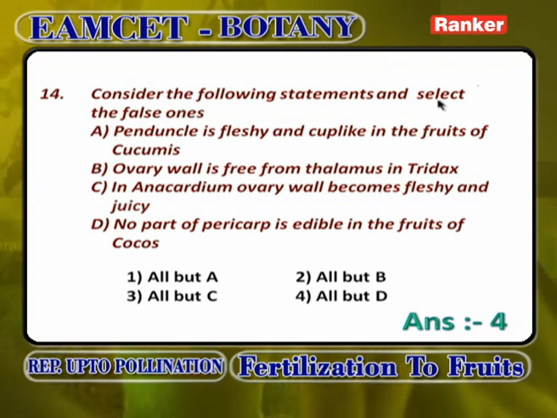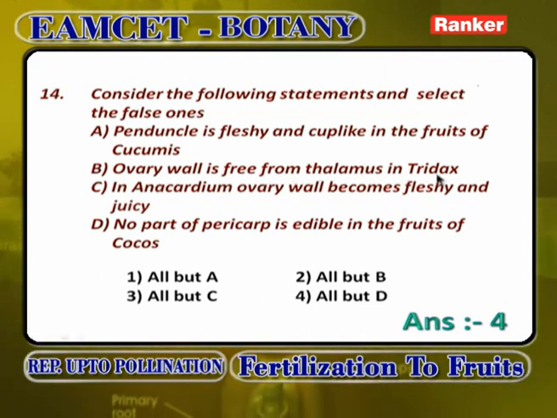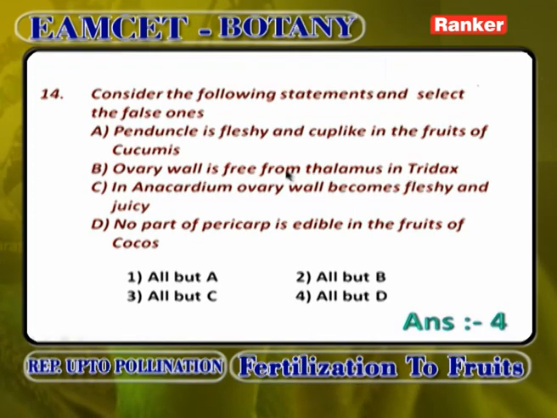Consider the following statements and select the false one. "Peduncle is fleshy and cup-like in the fruits of Cucumis" is wrong. "Ovary wall is free from the thalamus in Tridax" is wrong, because in Tridax the flower is an epigynous flower.